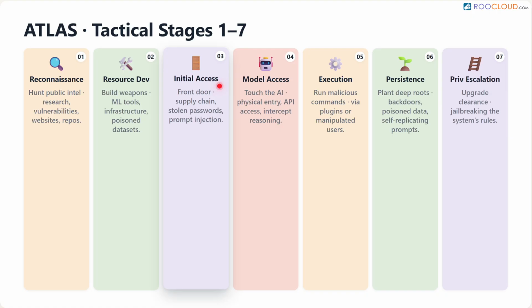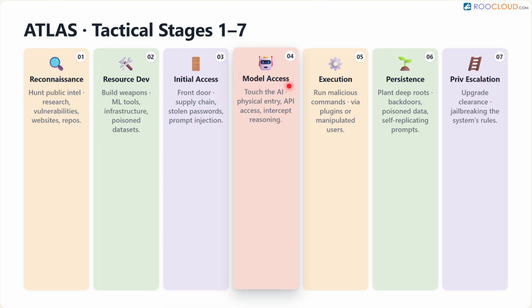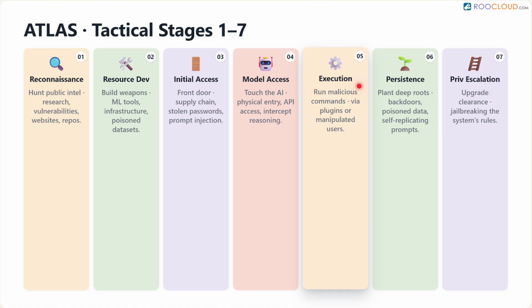Fourth is model access, where they actually get their hands on the system via physical entry, software interfaces called APIs, or by intercepting the system's thought process. Fifth is execution, where they force the system to run their malicious commands, often by compromising external plugins or manipulating user actions.